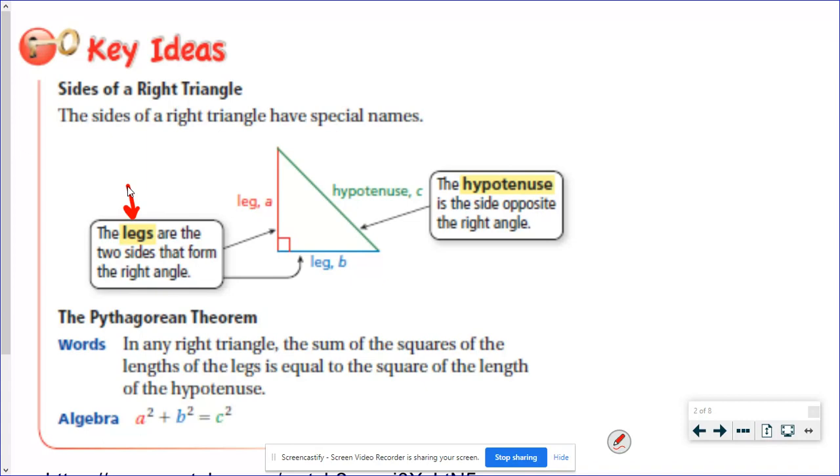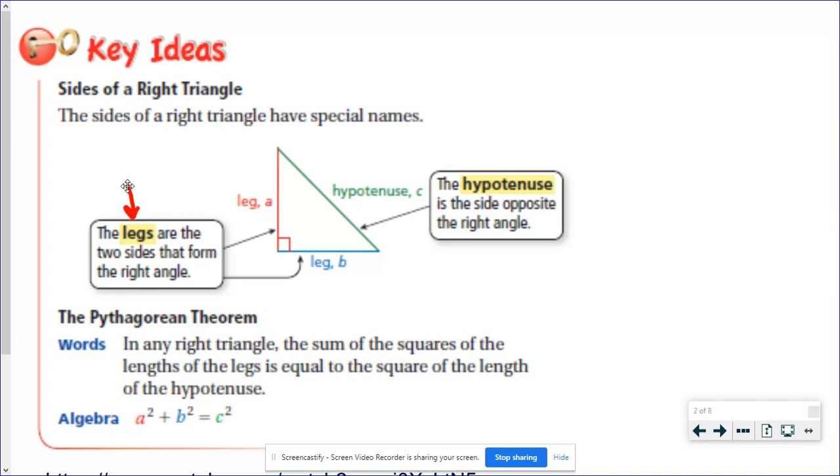Now, the right angle is also going to be the biggest angle in a right triangle. I can't have anything that's bigger than that. So across from that is going to be the hypotenuse. When we're solving the problems today, it's going to be really important to notice if we're looking for one of the legs, the A or the B, or if we're looking for the hypotenuse, which is the C. And again, that's going to be the longest side.